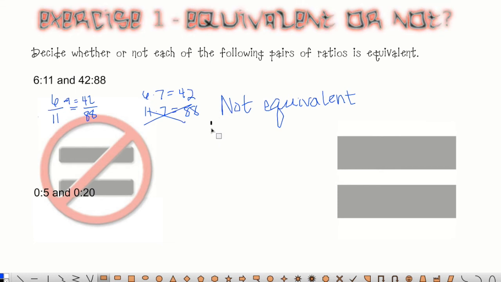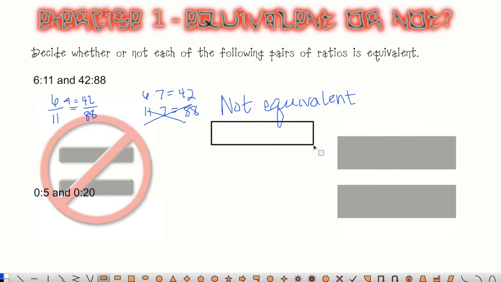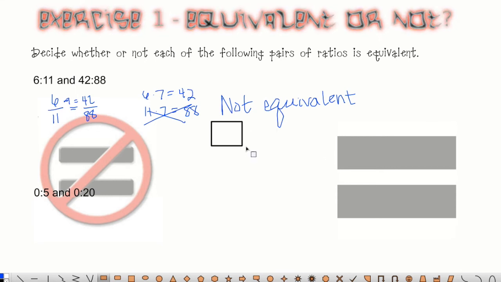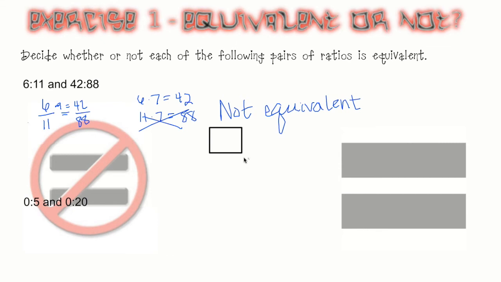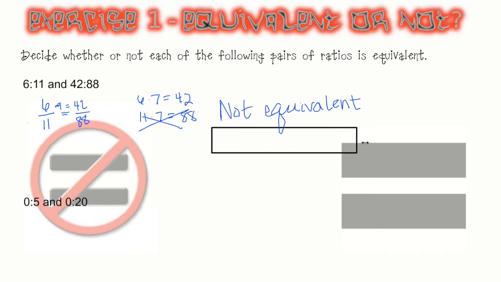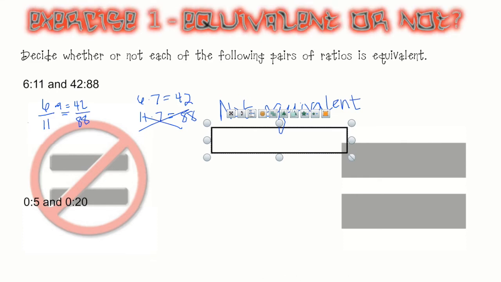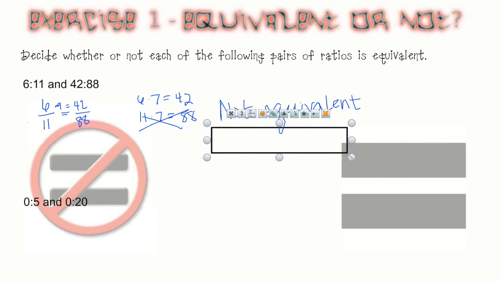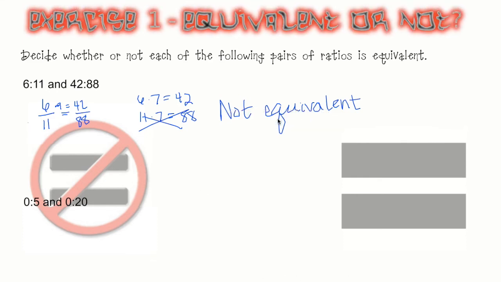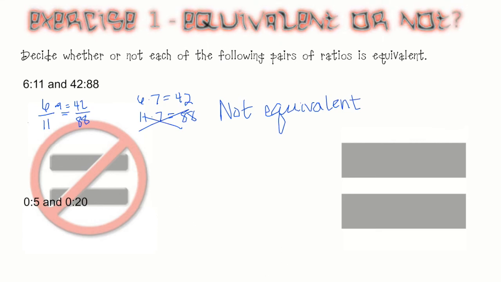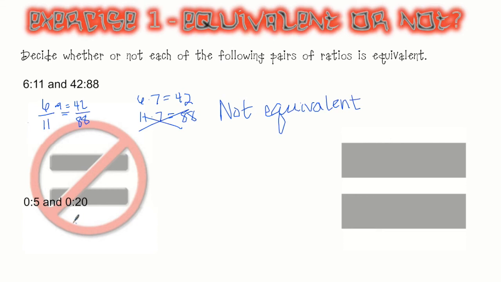And again, you can even draw your pictures with your tape diagram and see that each of them would have to be worth 7 in order for that to work. And when you do that, you only get 77 on the bottom and not 88. Right? So here we have 0 to 5 and 0 to 20.